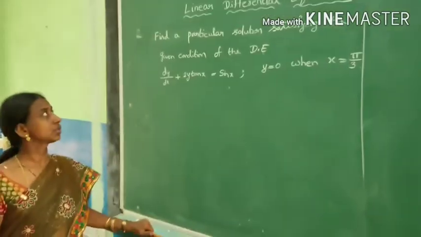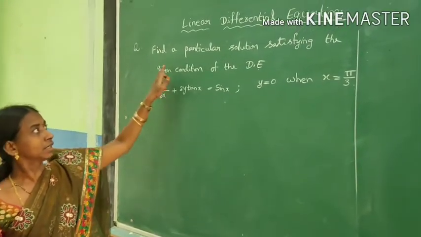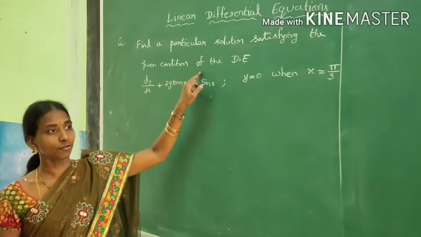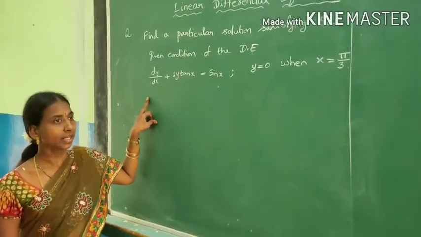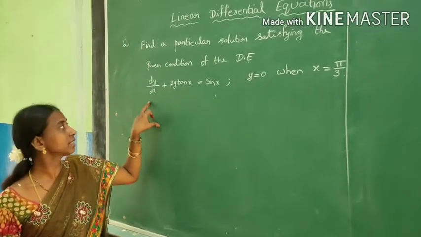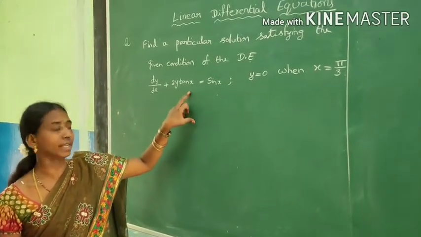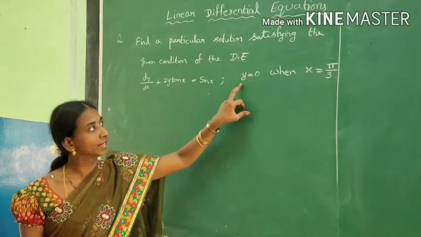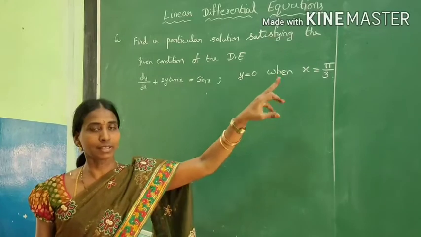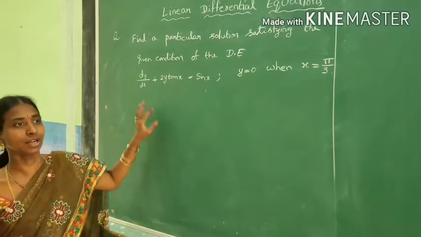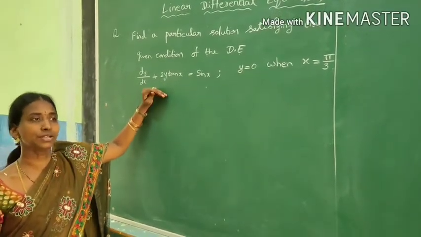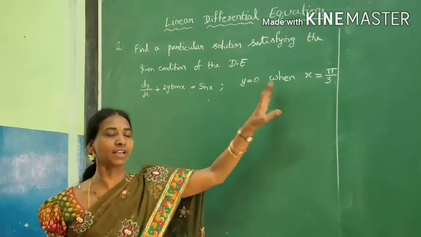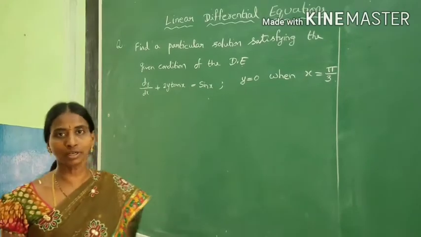Let us see this question. Find a particular solution satisfying the given condition of the differential equation given by dy by dx plus 2y tan x is equal to sin x. They have given the conditions y is equal to 0 when x is equal to pi by 3. First of all, try to get the general solution of this differential equation. Then we shall substitute these x value and y value to get the particular solution.